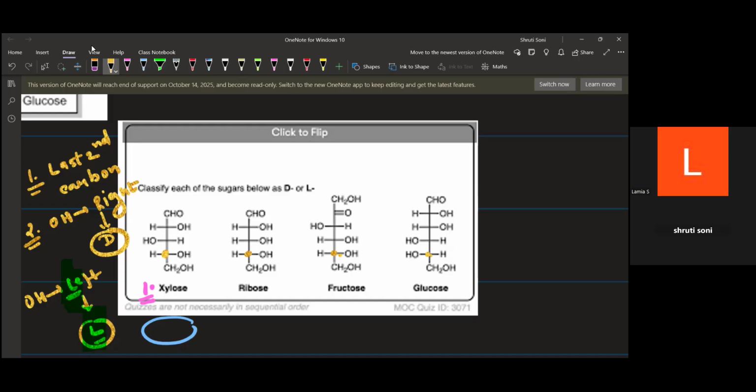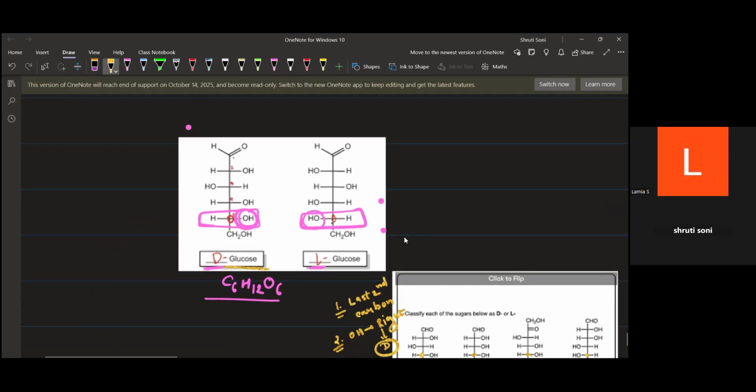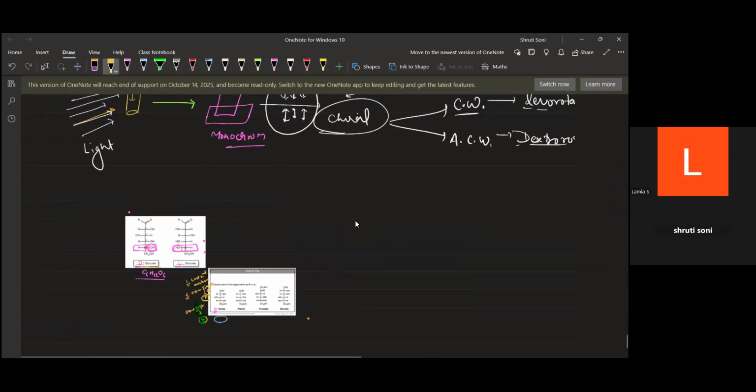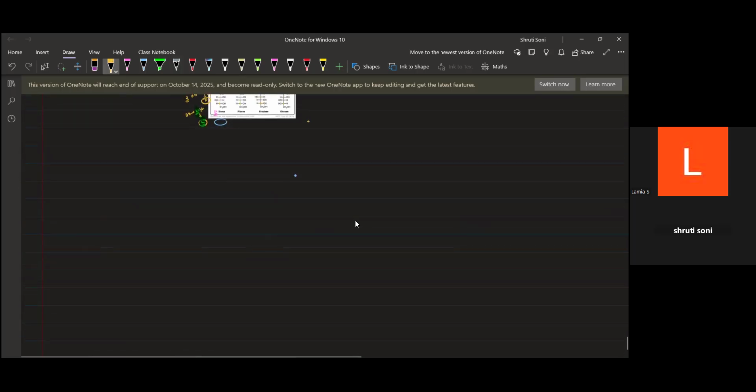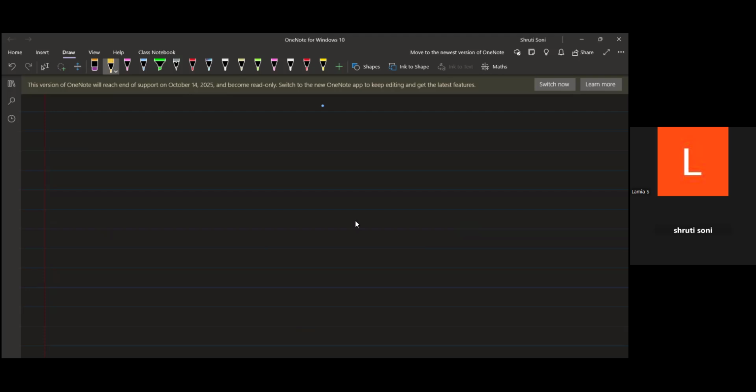Yeah. Okay. Any question? Any other questions? No. Oh, sorry. From the homework, for number one, it says Fisher projections shown below. Were we supposed to make the Fisher projection ourselves?